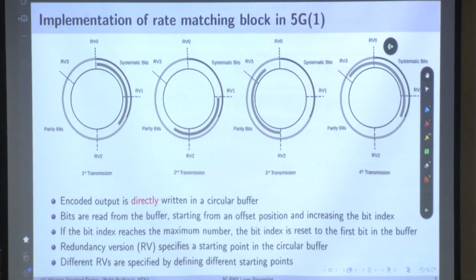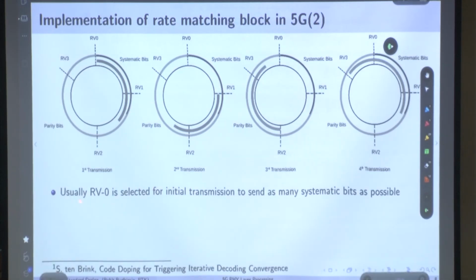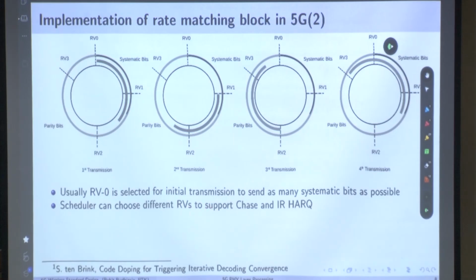RV0 starts from the beginning, and all other RVs will implement chase and incremental redundancy. So what is this? Usually RV0 is selected for initial transmission to send as many systematic bits as possible. This is again the idea of LDPC. This is a constraint of LDPC, because LDPC requires the maximum number of message bits to successfully decode the message. We have understood that in great detail. And the scheduler can choose different RVs to support chase and incremental redundancy.